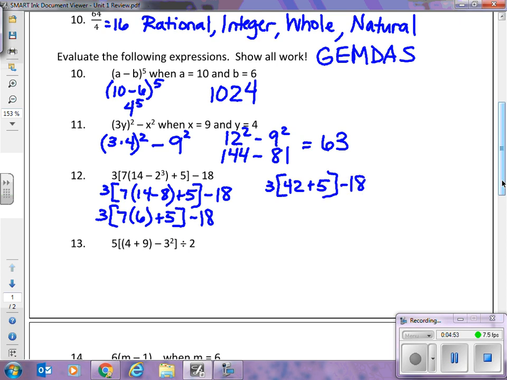Brackets still have work to do. 42 plus 5 is 47. Then minus 18. Then you want to multiply 3 times 47, and that gives you 141. And then 141 minus 18 will give you the answer of 123. Okay, so just making sure you follow the flow of things.